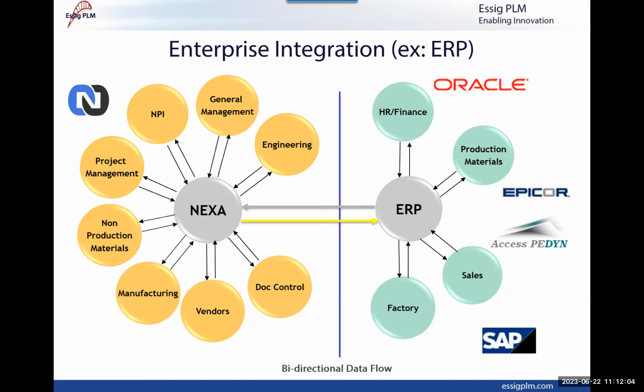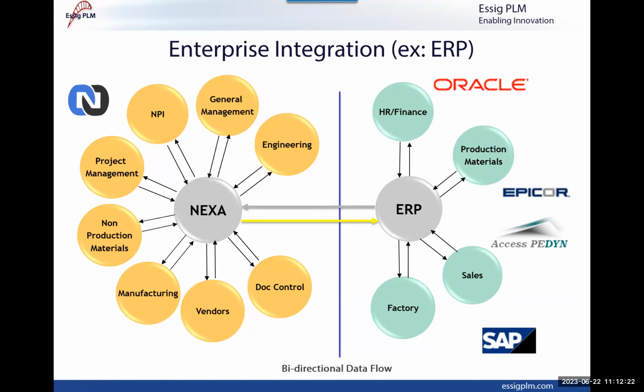One slide for enterprise integration: of course, we have HR, product materials, sales, factory. There are all sorts of different systems out there. We have a lot of experience integrating with many of them, including SAP and Epicor, to name a few. But we want to be able to talk to you and establish bi-directionality as it suits your needs.